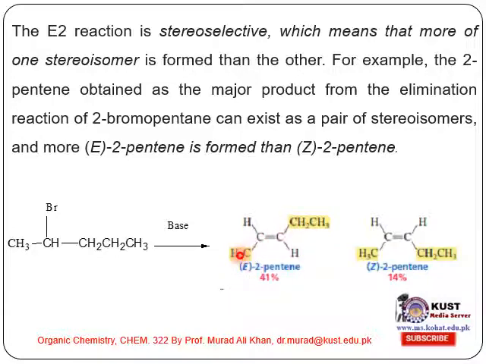E and Z are two German words. E means entgegen, opposite. The bulky groups are opposite to each other. Z means zusammen. The bulky groups are together on the same side. This is Z-2-pentene. The Z-2-pentene is only 14%, while the E-2-pentene is 41%. So, that compound is more stable in which the bulky groups are on the opposite sides.